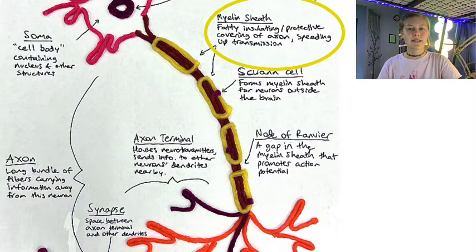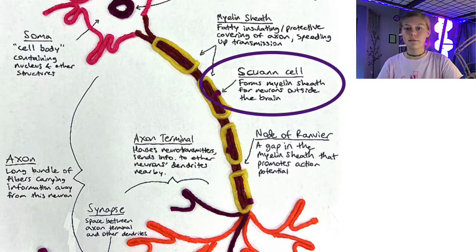You can't receive signals, send signals. So neurons are very important. So is the myelin sheath. Without it, if it's degraded, you can't touch, feel, move.